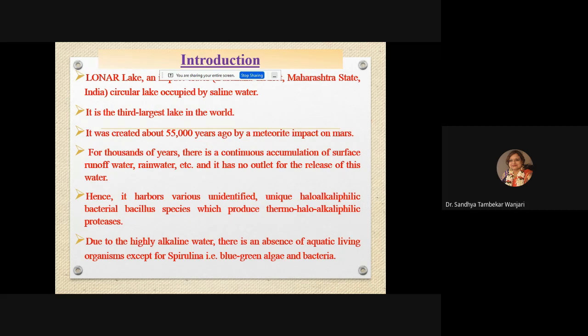For thousands of years there has been a continuous accumulation of surface runoff and rainwater, and it has no outlet for the release of this water. Hence, it harbors various unidentified, unique haloalkaliphilic Bacillus species which produce thermohaloalkaline proteases. Due to the highly alkaline water, there is an absence of aquatic living organisms, with excess spirulina, an algae, and bacteria.